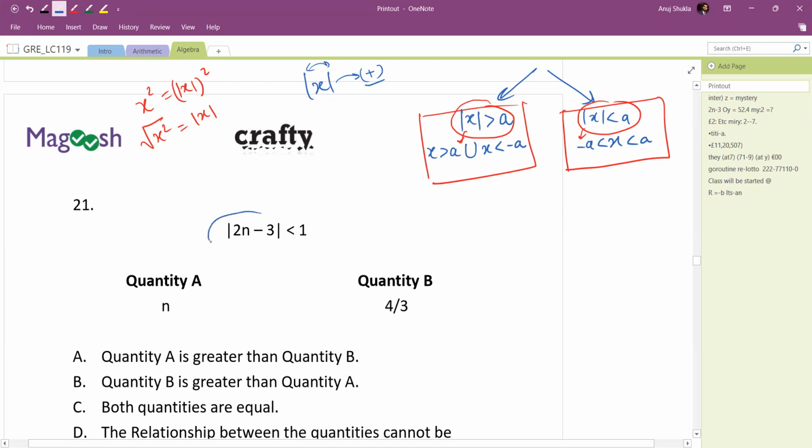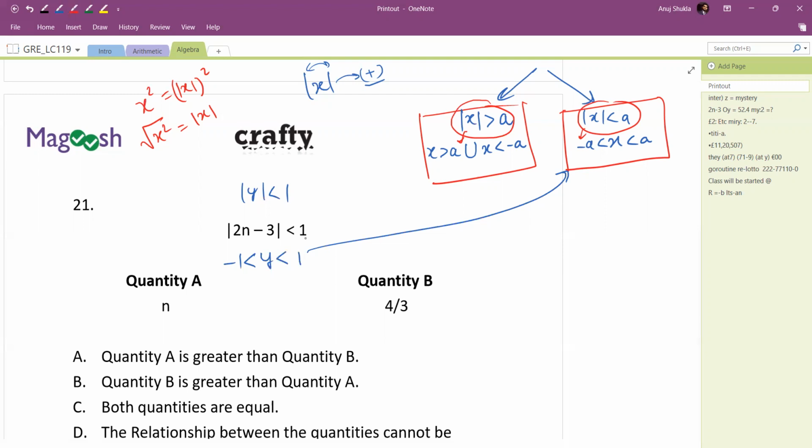This question: mod of 2n minus 3 is less than or equal to 1. Is it looking like something like mod y is less than 1? So what you need to do is, y value will be between 1 and minus 1. Yes or no? That is what we know from this. If mod x is less than a, then x value will be between minus a and a. Then can I say 2n minus 3 is between 1 and minus 1?